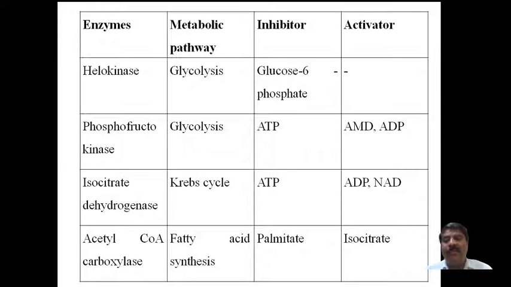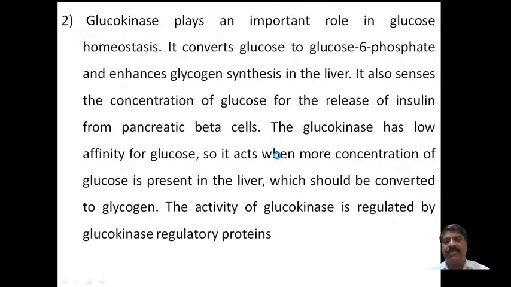Then acetyl coenzyme A carboxylase is the enzyme present in the metabolic pathway of fatty acid synthesis, with palmitate as an inhibitor and isocitrate as an activator. These are examples of allosteric enzymes. I have taken these three examples in explanatory form.